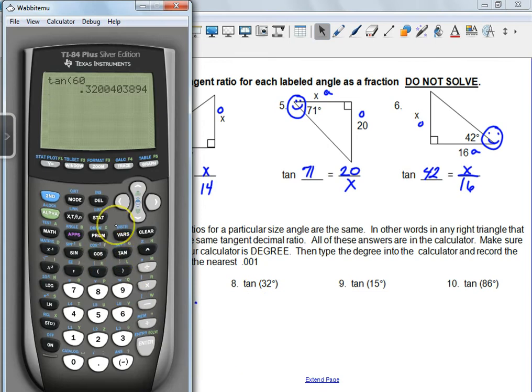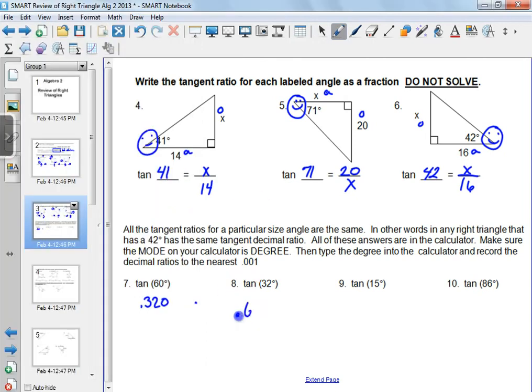Okay, so if you typed in the tangent of 32, you'd hit tangent, and we get the ratio of 0.661. So I'm sure you get the idea. I'm just going to move on to the next part.